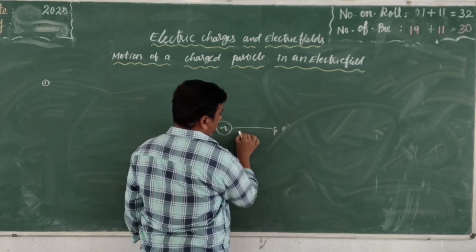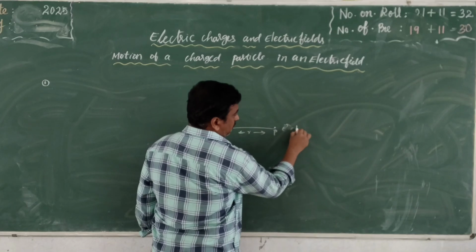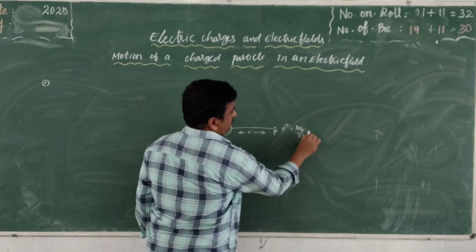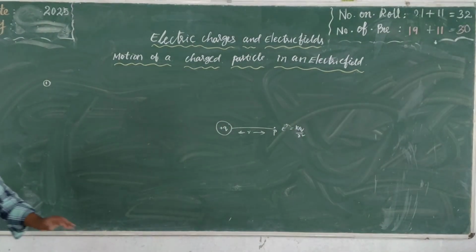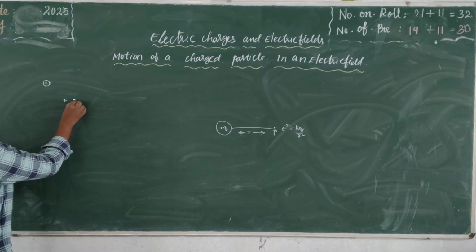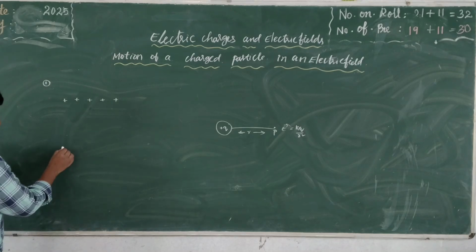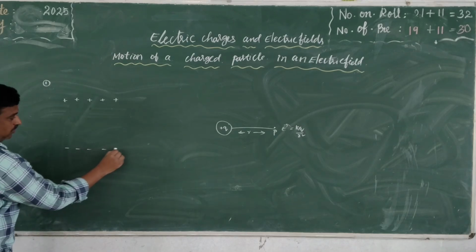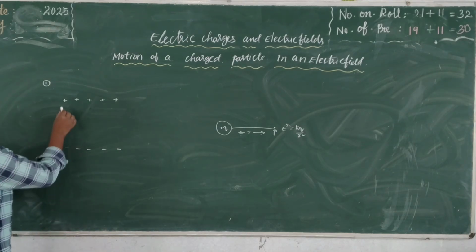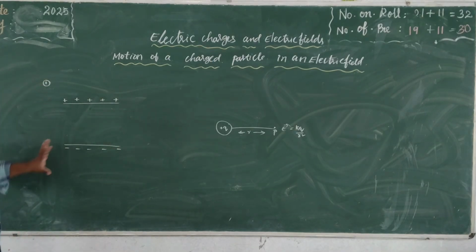What is the electric field at a distance r from this point? See, electric field equals kq by r square. That type of electric field here. Here positive charges are there, and this is the negative charge. Here the positive and negative charges are parallel to each other. So positive charge, negative charge.